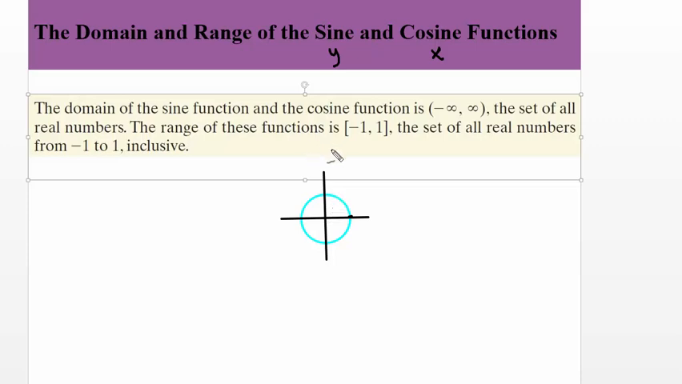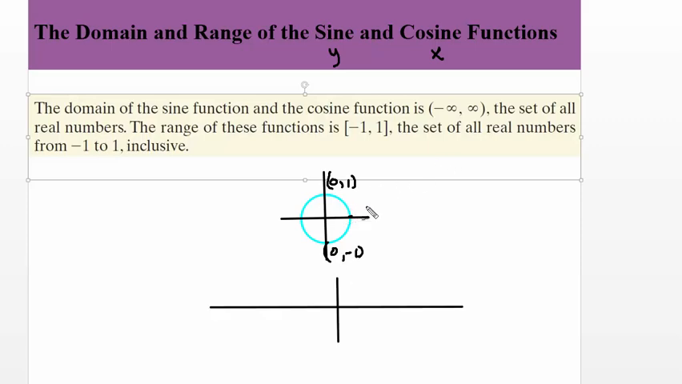But notice here it says the range of these functions is negative 1 to 1, inclusive. So the y values, and forgive my dog here, he's found something he's going to bark at. Again, you never know what you get on these videos.